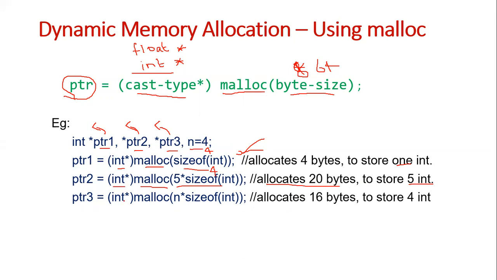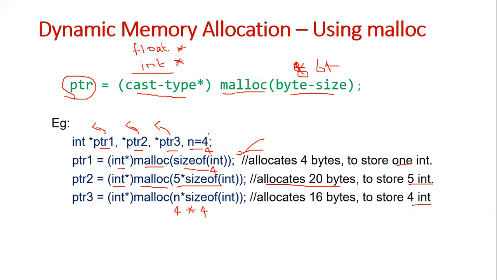So the third way of using it is ptr3 is equal to int star malloc n into sizeof integer. So here n is 4. Size of integer is also 4. So 4 into 4 is 16, it will allocate 16 bytes of memory, which can be used to store integer values. So this 16 bytes can be used to store 4 integers. Okay. Right. So this n value may be a user input. So dynamically you can change the n value, maybe based on user input or whatever it may be. So this is how dynamic memory allocation happens.